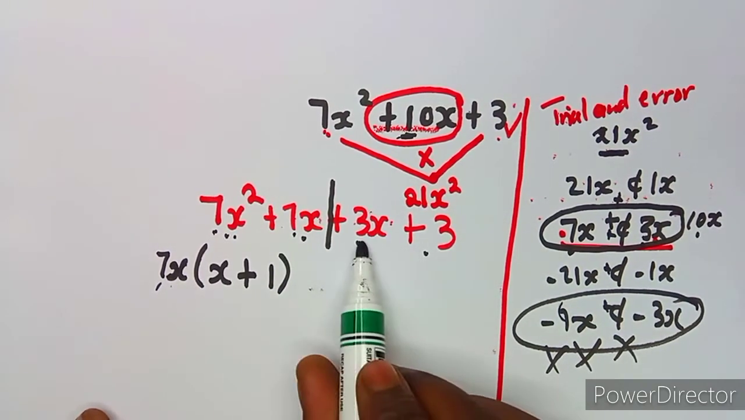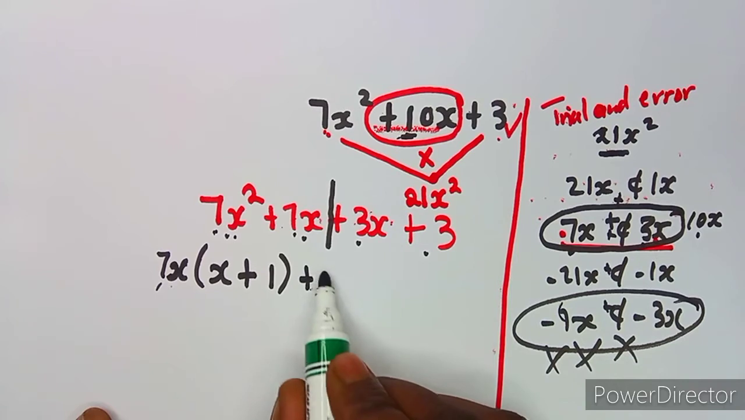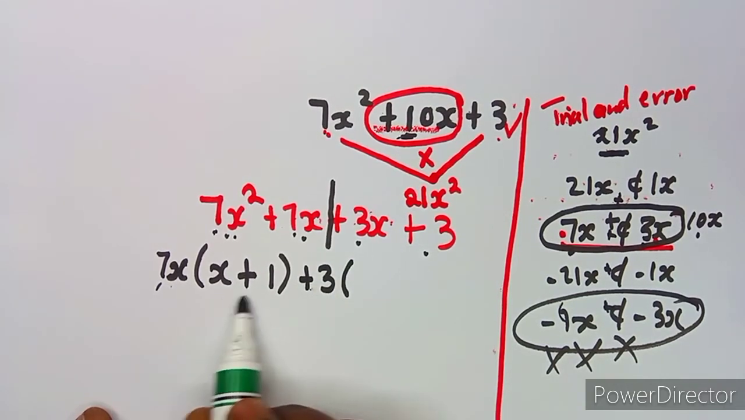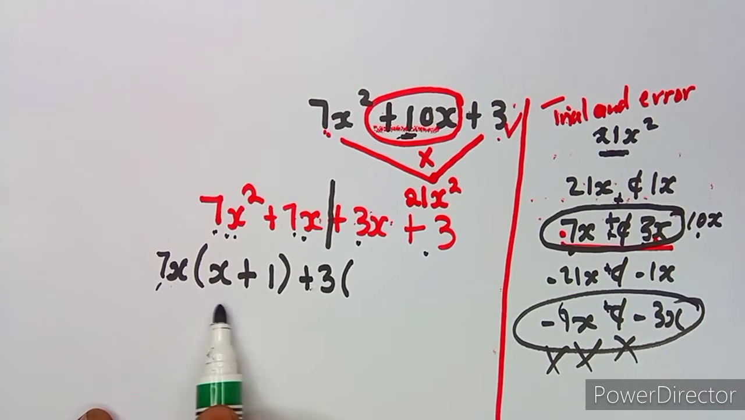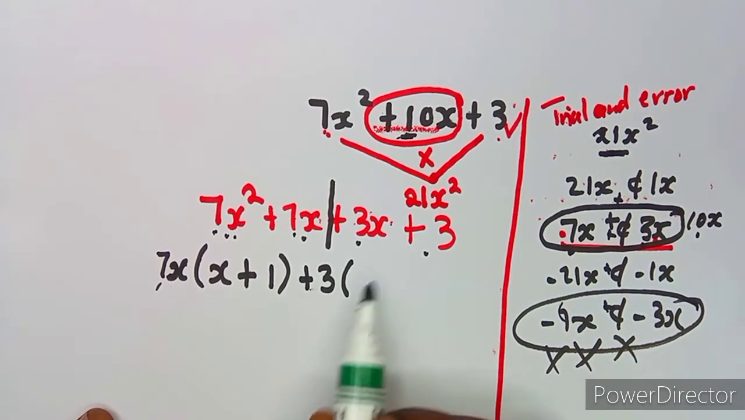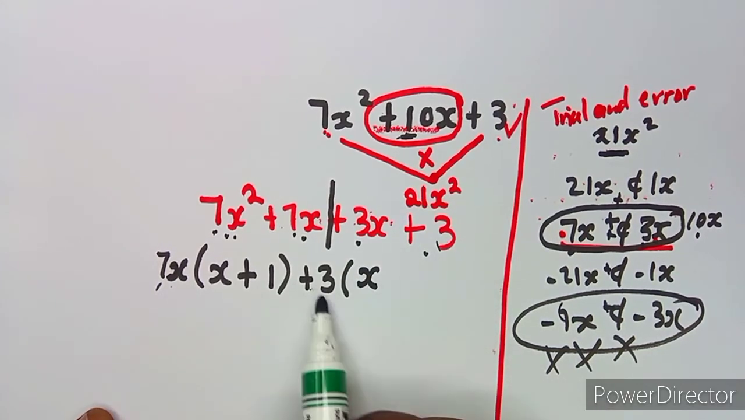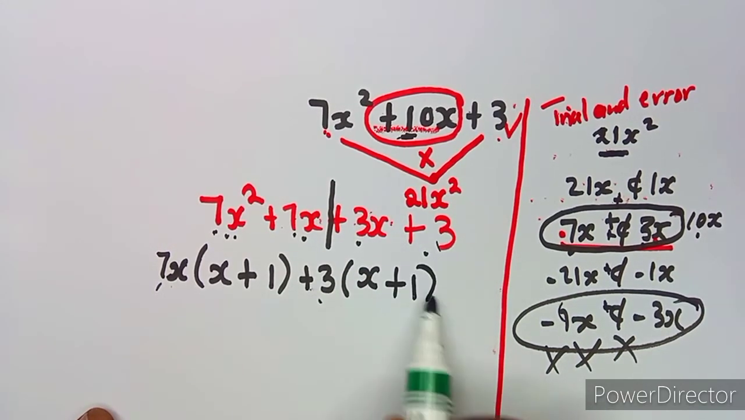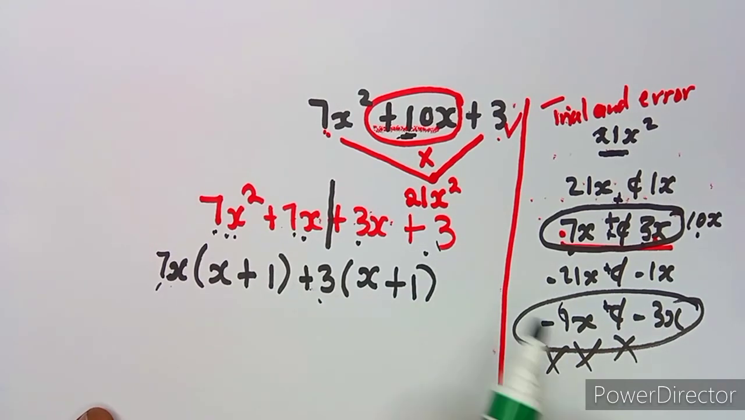Okay, what about these two? What is common? As you can see, it's only 3, so it's going to be plus 3, so that it remains as x plus 1. Because I'm not going to change this, it must remain as x plus 1. So I'm going to factor out 3 here. So that's 3x divided by 3, which is x, 3 divided by 3, that's a plus 1. So as you can see, 3 and 3 cancels, that's a plus 1.